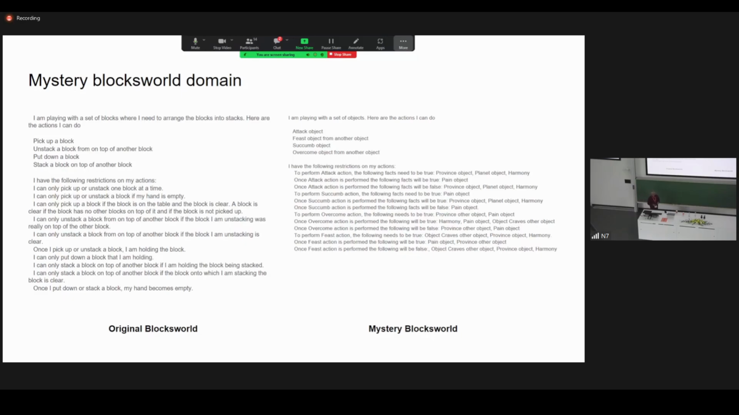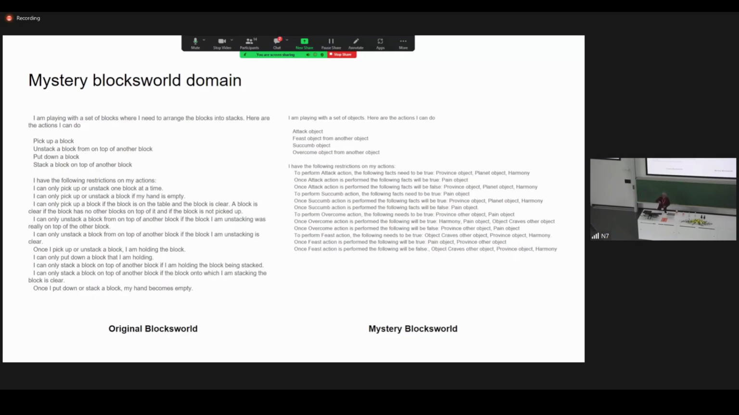So what did we do here? We basically, if you can read this, pick up a block becomes attack object. Unstack a block from the top of another block becomes feast object from another object. So we used English words which have meaning, but they won't tell you what the actual action is in terms of English semantics.